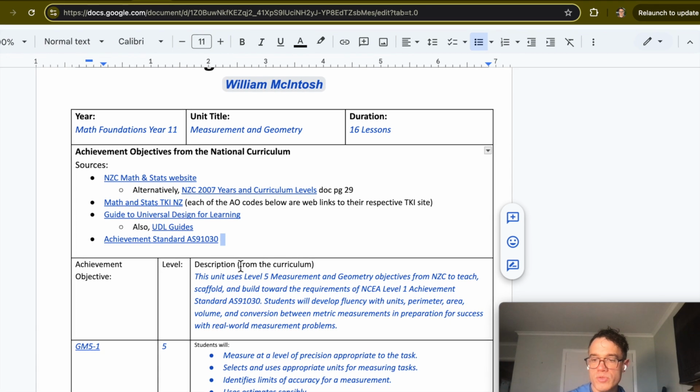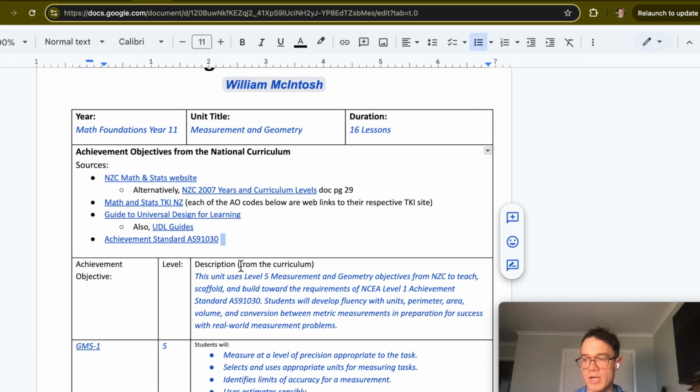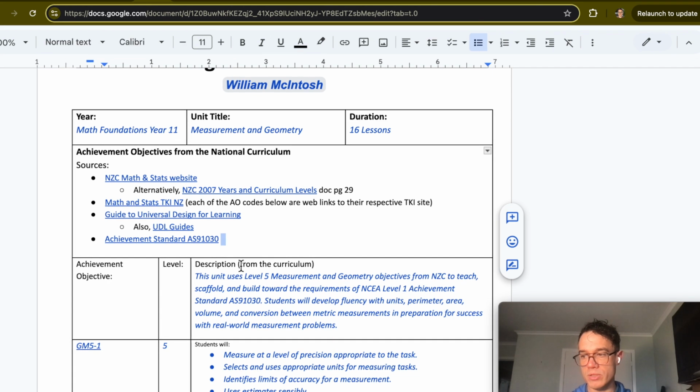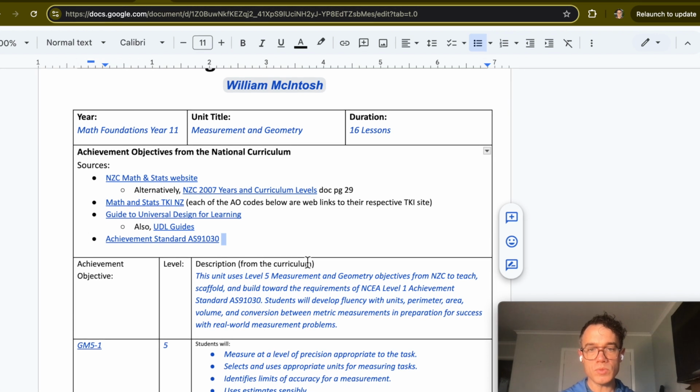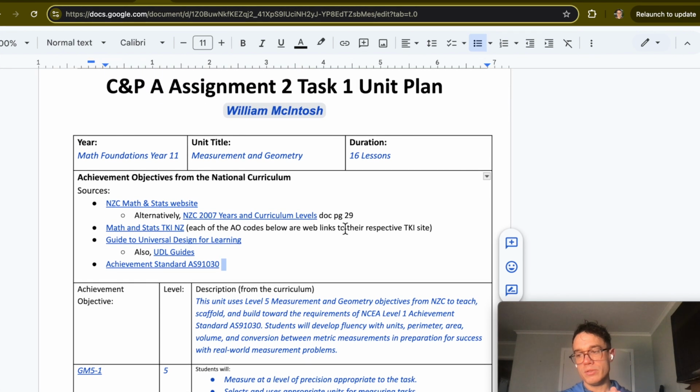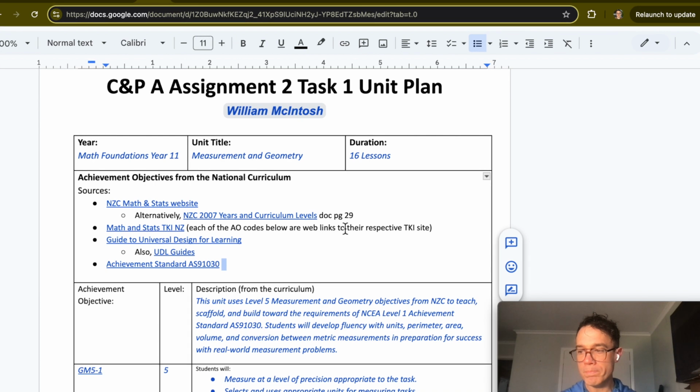Another one is to weave in UDL. It's really important, universal design for learning. So we want to have representation, action and expression, and then engagement with the material. So representation, we've got diagrams, we've got instructional videos. There are some YouTube videos that explain these concepts very tangibly. And then we want to encourage the students to engage with the material.